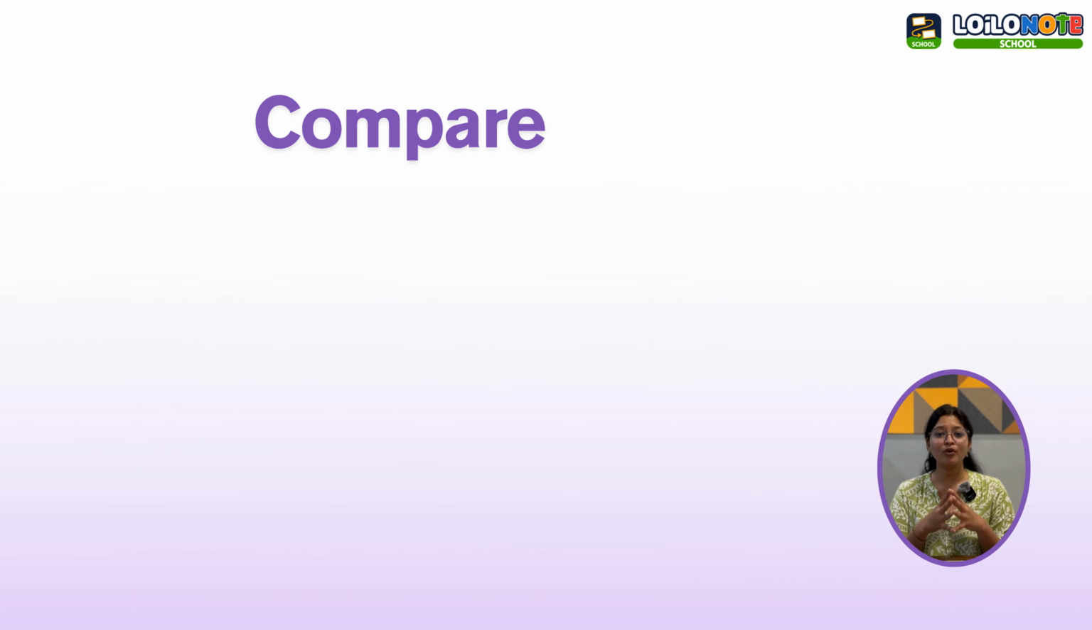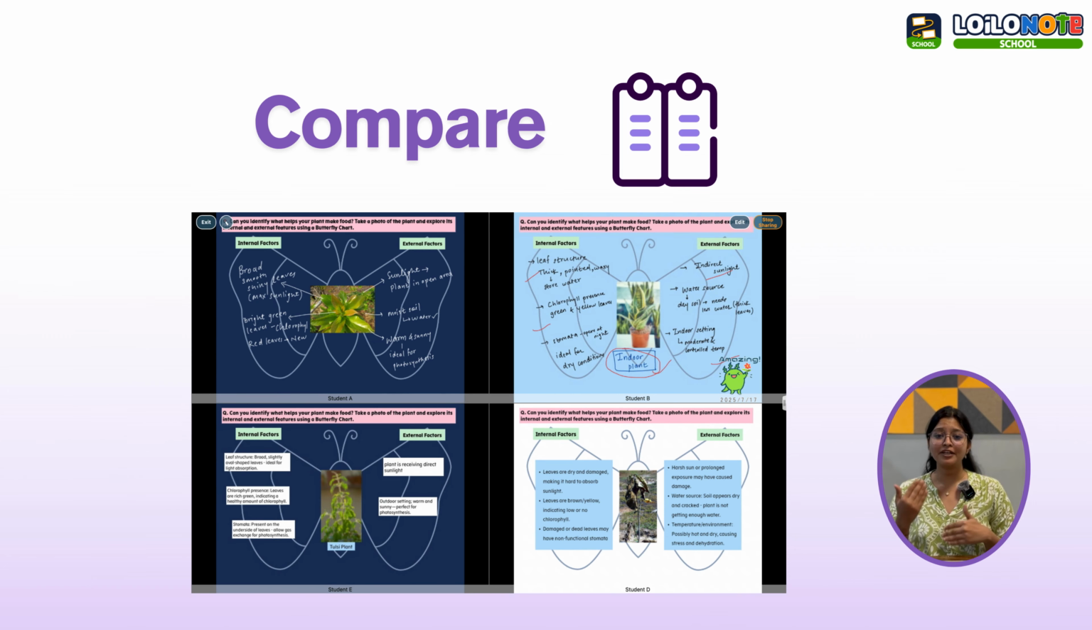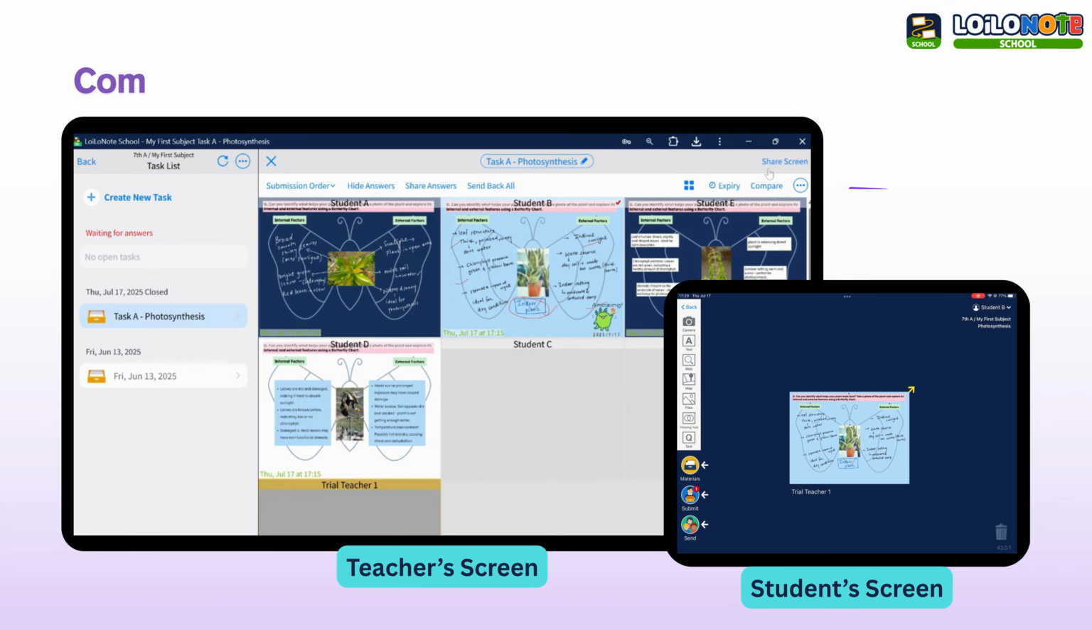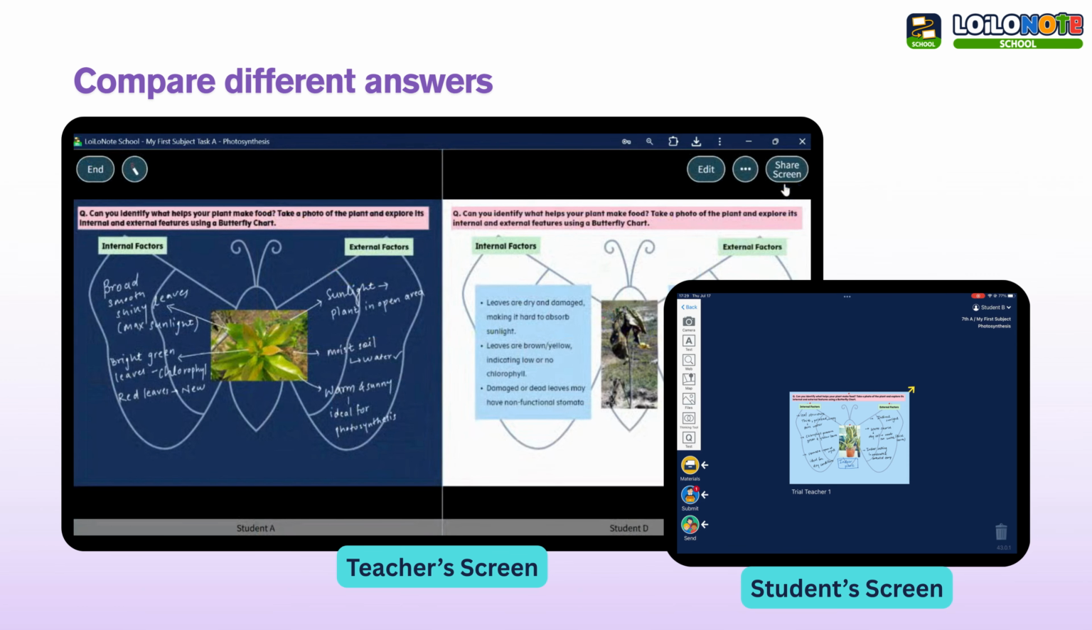We have one more feature, the compare feature, which enables us to display multiple students' answers side by side, initiating discussion-based learning in the classroom. You can see compare option here. I'll just click on it. Select the answers needed to be discussed and compared. Click on compare again, and on my screen you can see those answers.